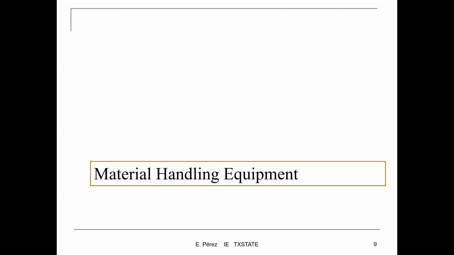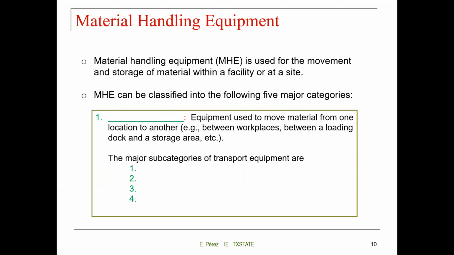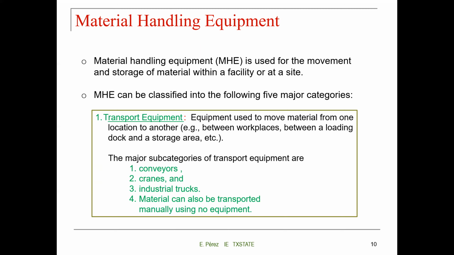So let's look at some of the material handling equipment. Material handling equipment is used for the movement and storage of material within a facility or at a site. Material handling equipment can be classified into the following 5 major categories. Transport equipment is number 1. This is the equipment used to move material from one location to another. And the major subcategories of transport equipment are conveyors, cranes, and industrial trucks. Material can also be transported manually using no equipment. So this is transport equipment.